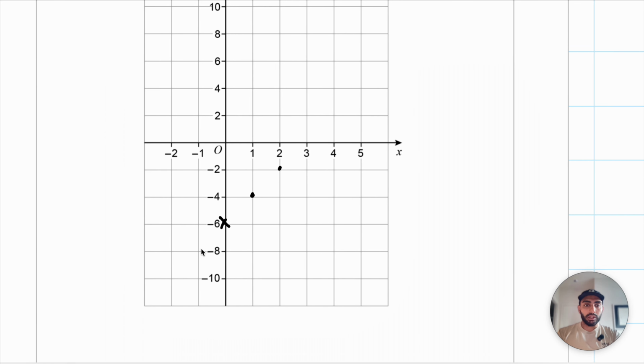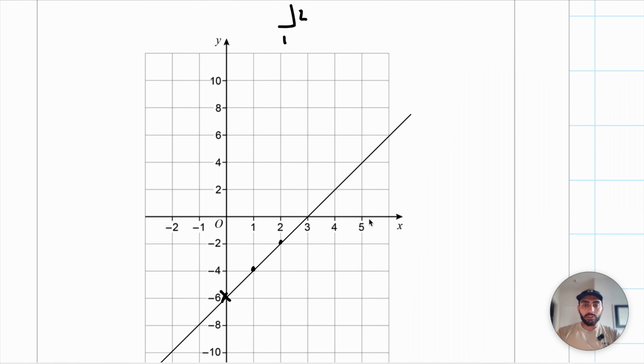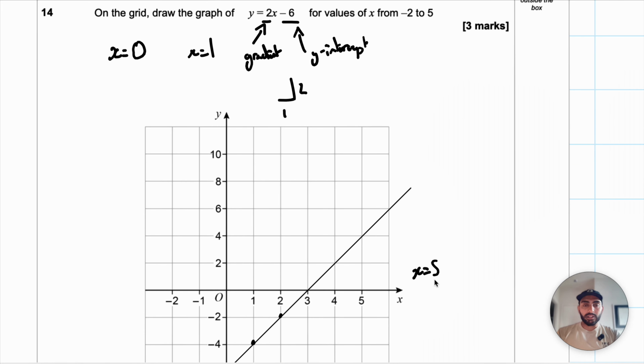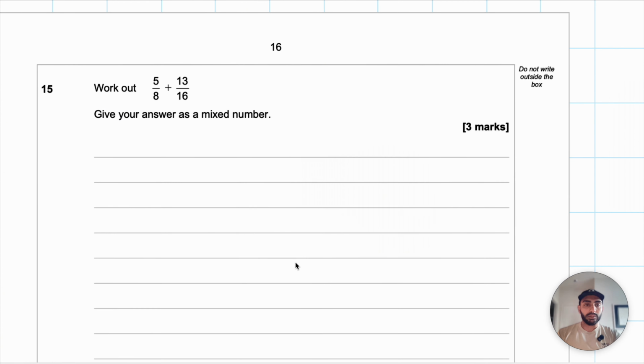You can just join them up. So I can see it's going to start from here, and it'll just go through all of them. One way you can check this is if you substitute 5 in, so x is equal to 5. When I put this into here, I should get a value of 4. So y is equal to 2 multiplied by 5, take away 6, 10 take away 6, which does give me 4. So this point is correct, and that tells me the rest of the line will probably be correct.